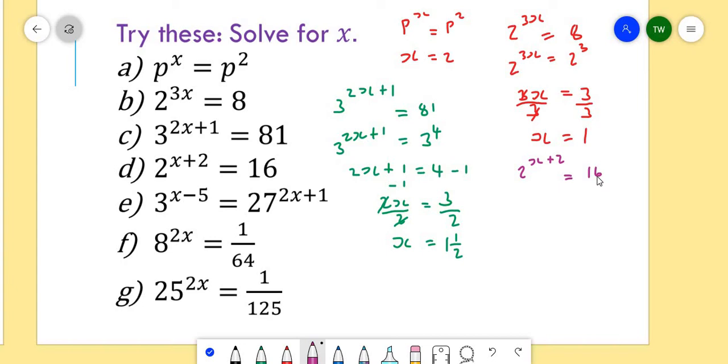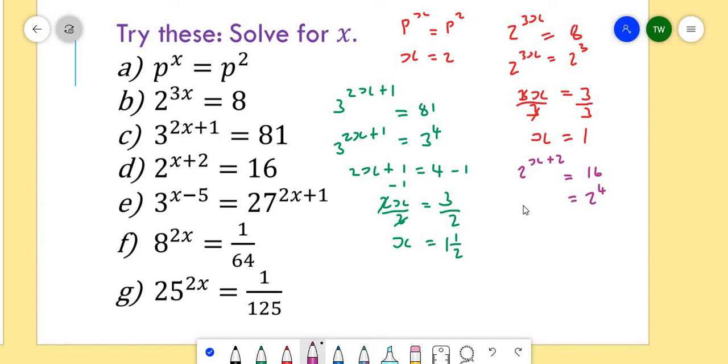Now our first objective, we want the base to be the same, but we have to look at 16 and rewrite 16 in index form using a base of 2. So 16 is the same thing as 2 to the 4th power. Remember that the power tells us how many times we must multiply the base. So this 4 is saying that we must multiply 2 by itself 4 times. And if you multiply 2 by itself 4 times, that will give you 16.